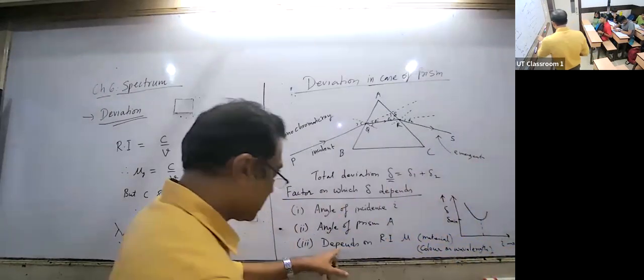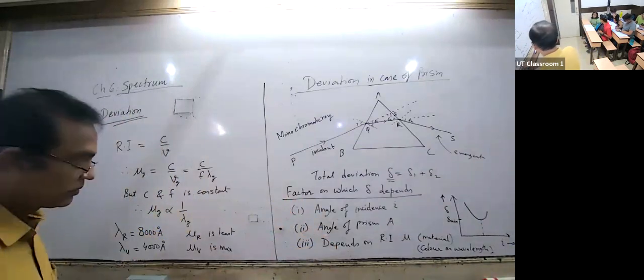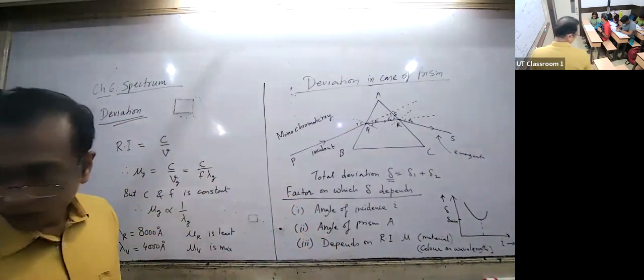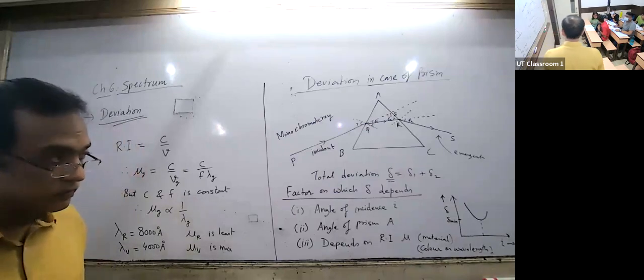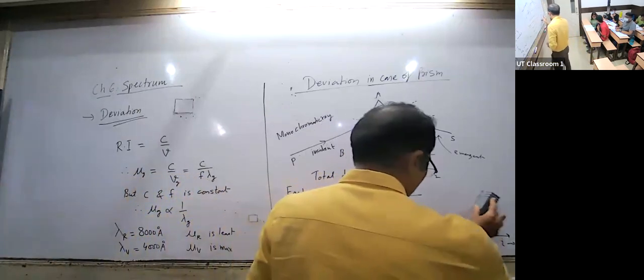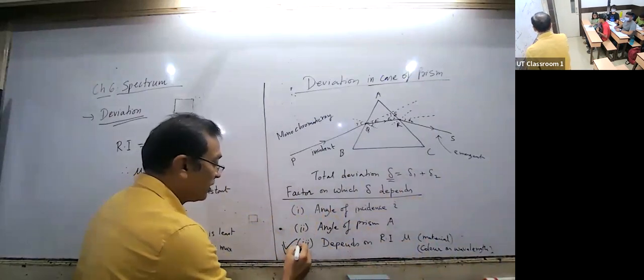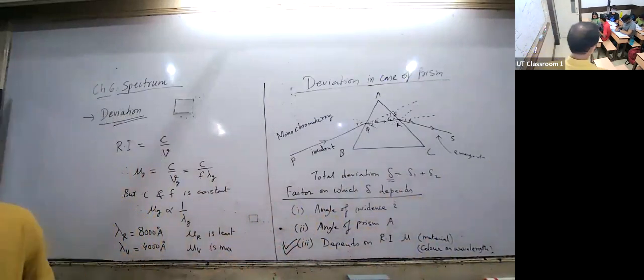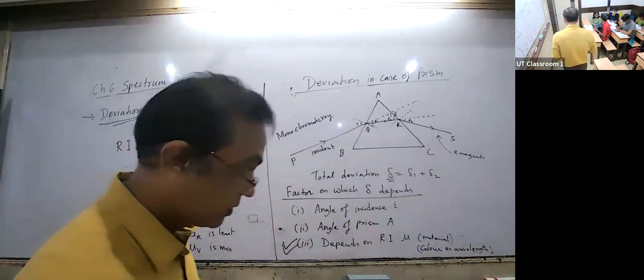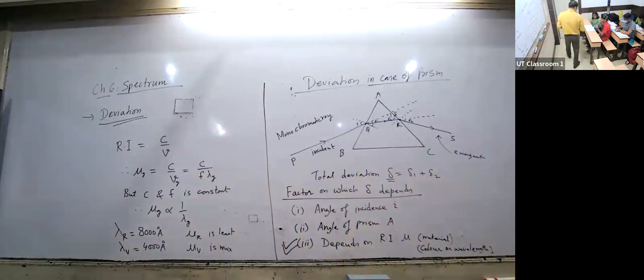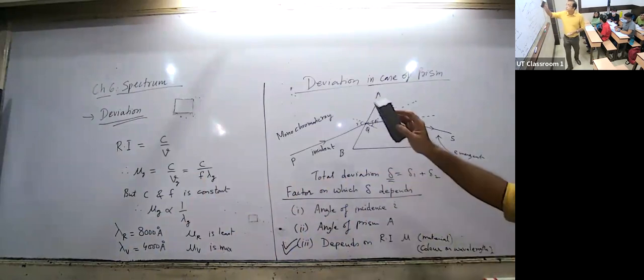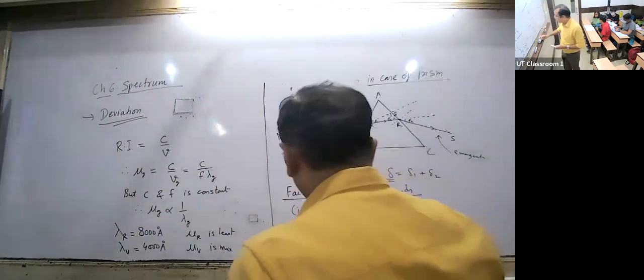Can I erase this side of it? You don't need to write all this, you have already done it. So here we are only learning about the dependency on the color of light. We are done with deviation.